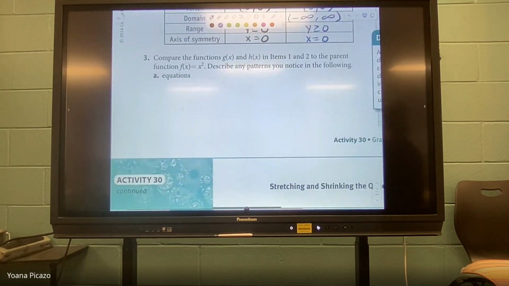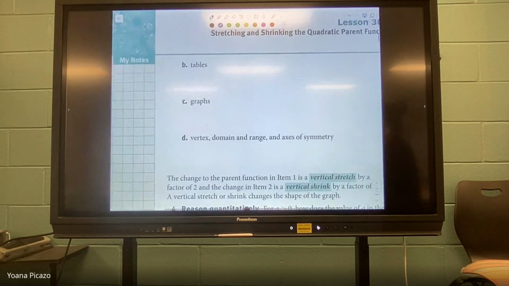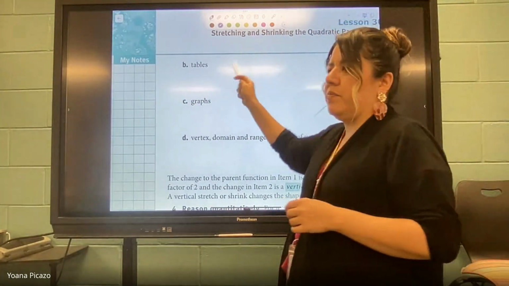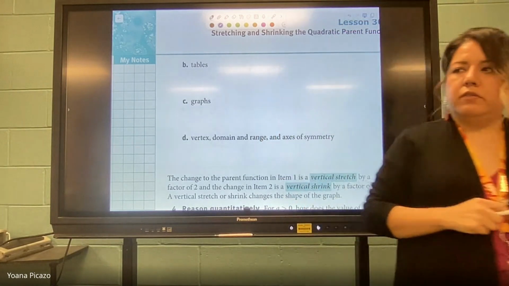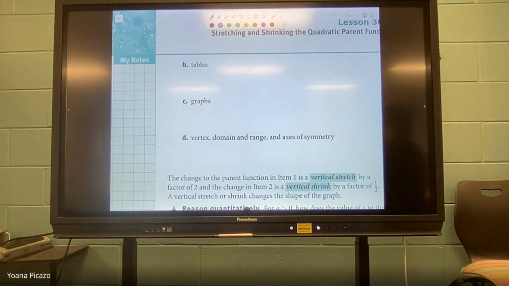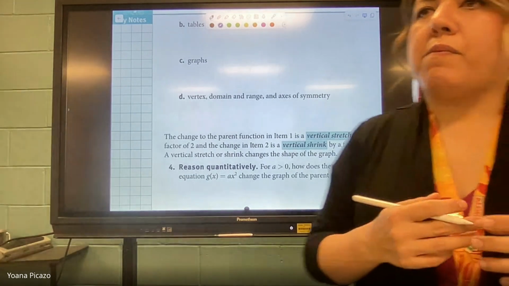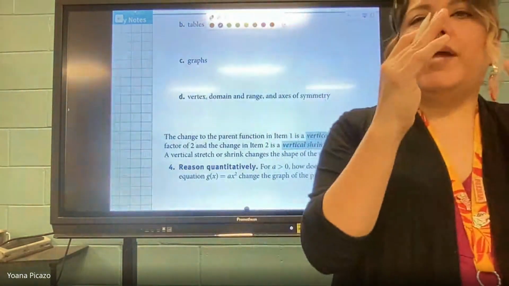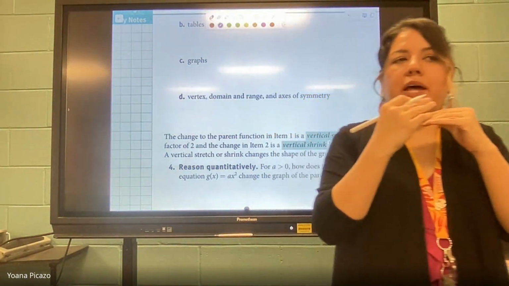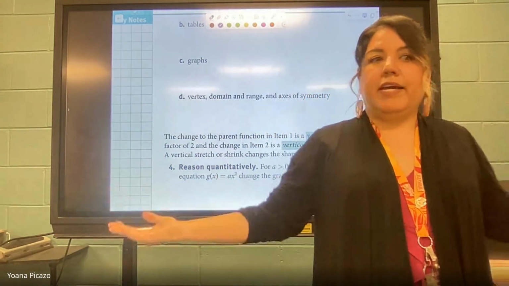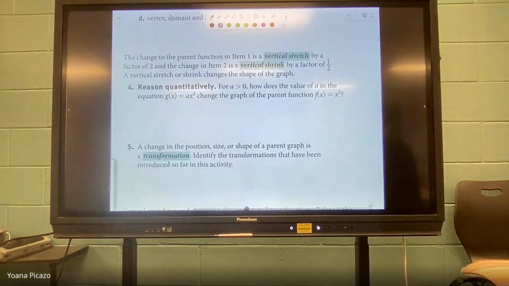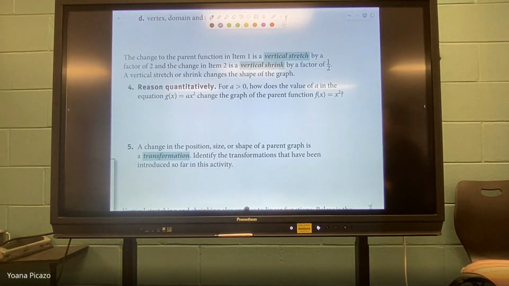Let's see here. So describe any patterns that you noticed. Let's describe the patterns that we noticed on the tables. What patterns did we notice? The information doesn't change. Okay. What about on the graphs? What happened on the first graph when we multiplied by a whole number? It got narrower. What happened to the equation when I multiplied by a fraction? It got wider. Good.